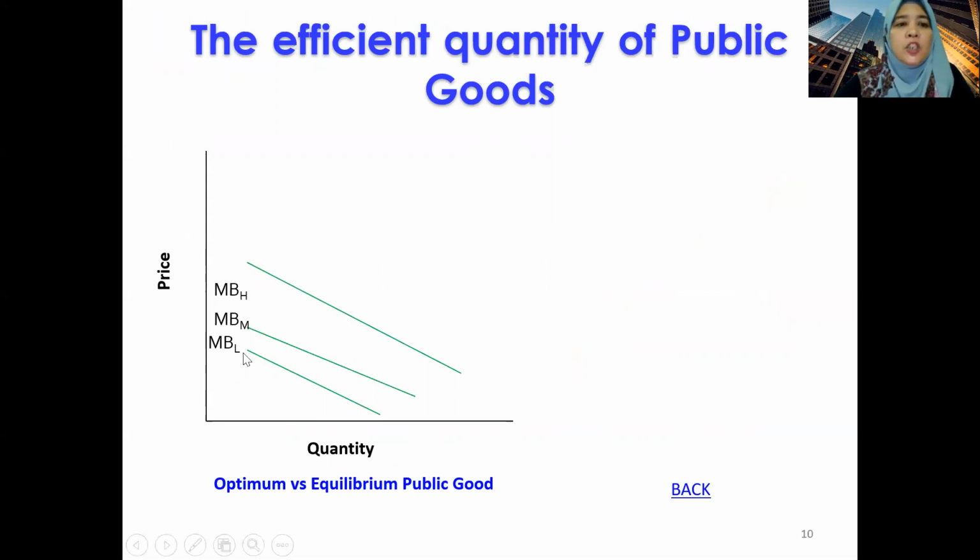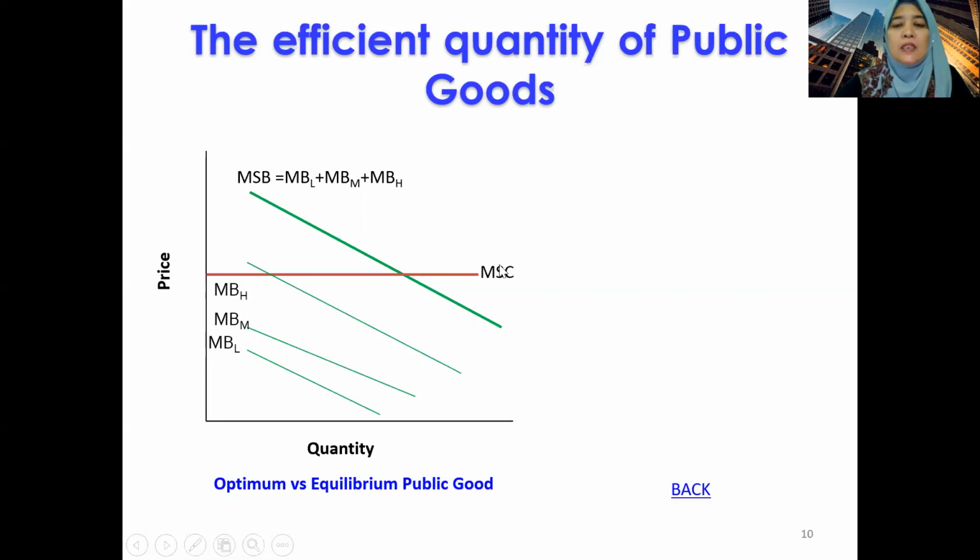Now, imagine a society with 3 levels of income. The MBL, the marginal benefit received by the low income people, the marginal benefit received by the median income people, and the marginal benefit received by the high income people. On the x-axis we have the quantity, and the y-axis we have the price. When we consider the whole population, we add up all these 3 marginal benefit curves. MBL plus MBM plus MBH will result in MSB, the marginal social benefit for the whole population. Imagine this is the MSC, marginal social cost.